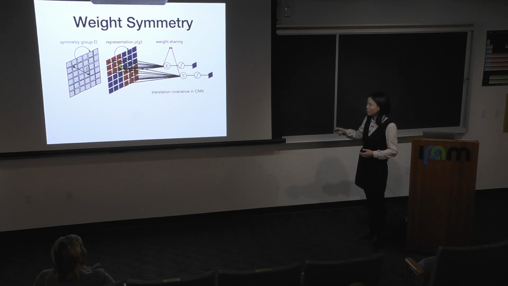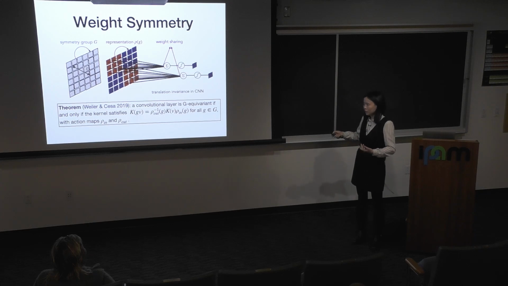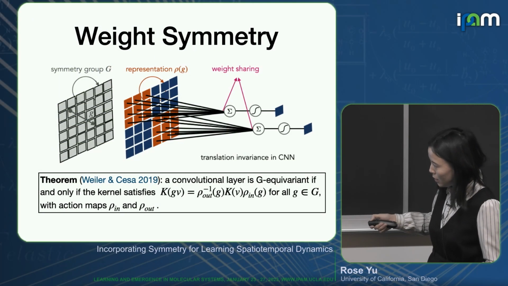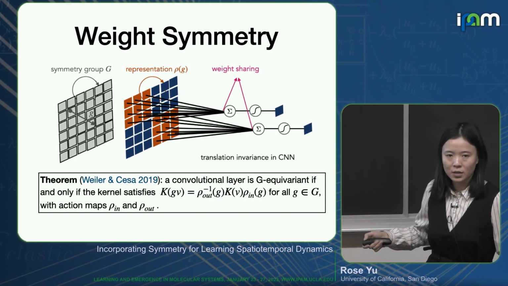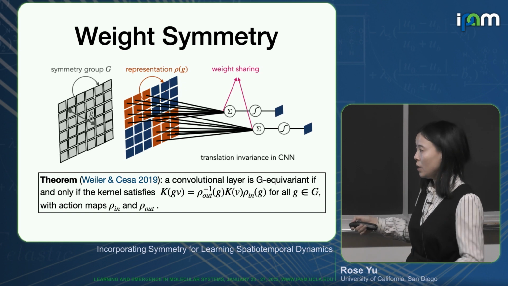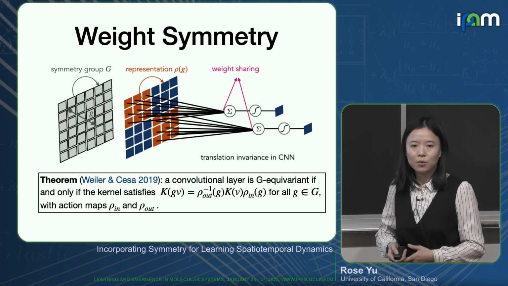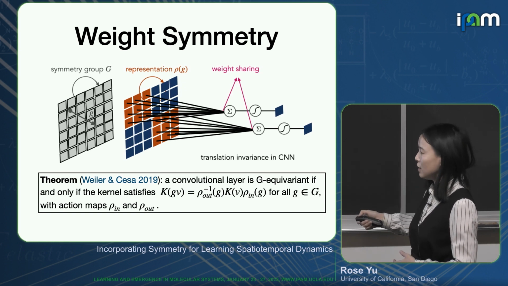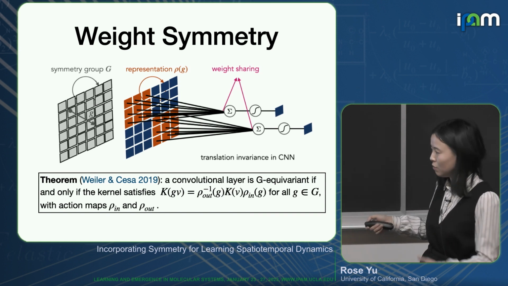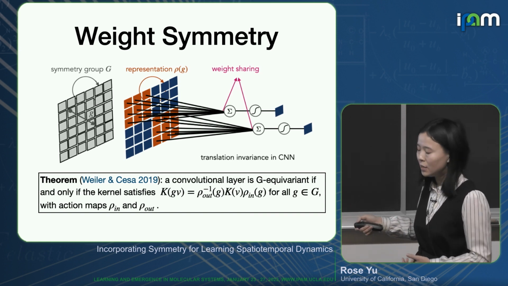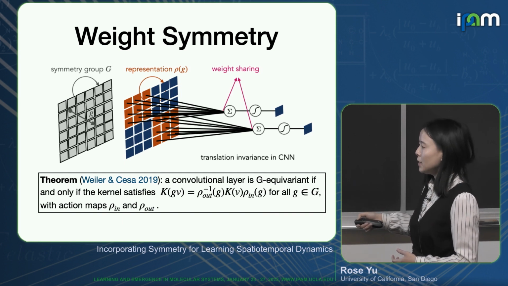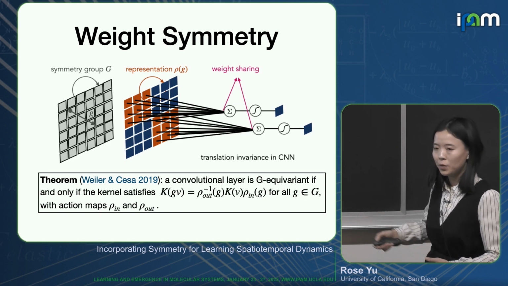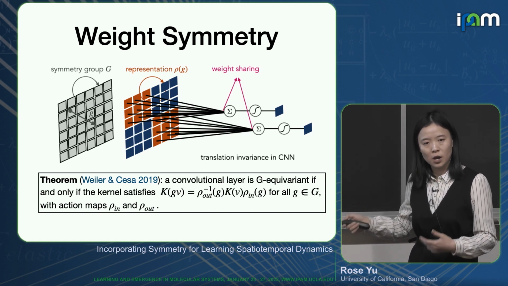Of course, here we're only talking about a simple translation group. We can generalize this idea to other groups, and this result was given by this nice paper, Weiler and Cesa, where they give a sufficient and necessary condition for designing arbitrary convolutional layers that are G equivariant. So let's say I have a symmetry group, whether it's translation, rotation, or other complex continuous groups, then we can design a kernel such that it satisfies this condition called group invariance under conjugation.